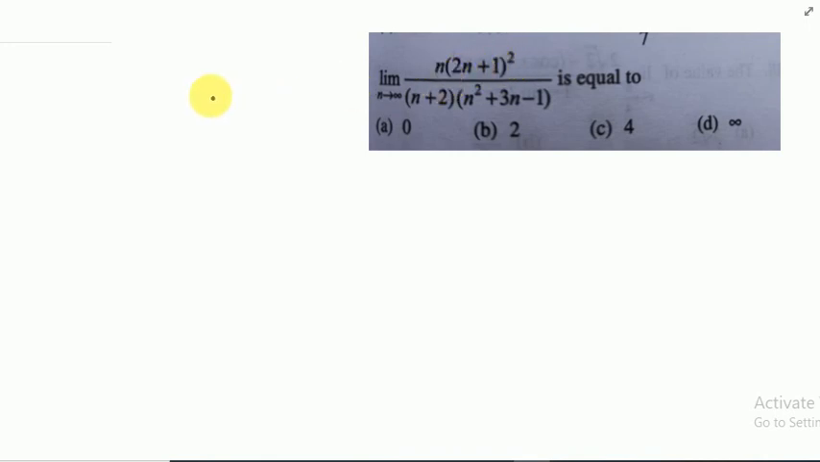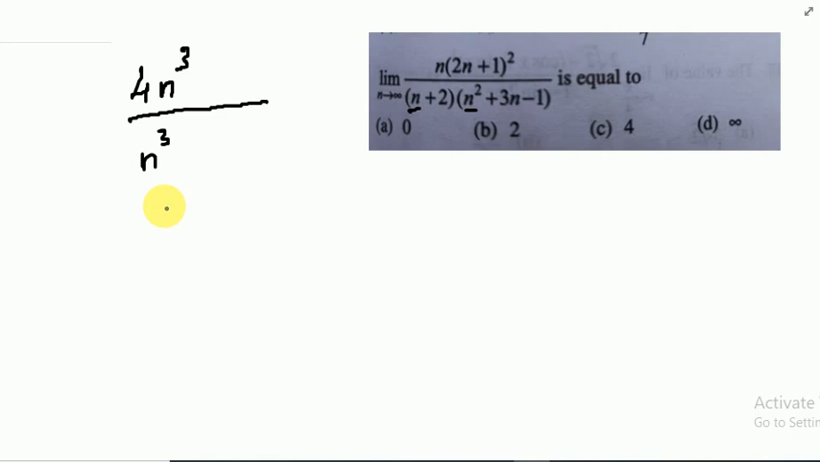(2n) whole square will give you 4n square. 4n square into n outside, therefore it will be 4n cube. You will not get any other terms greater than n cube in the numerator, it is clear. Similarly, what is the highest degree term in the denominator? Here you have n, here you have n square, therefore that will give you n cube.